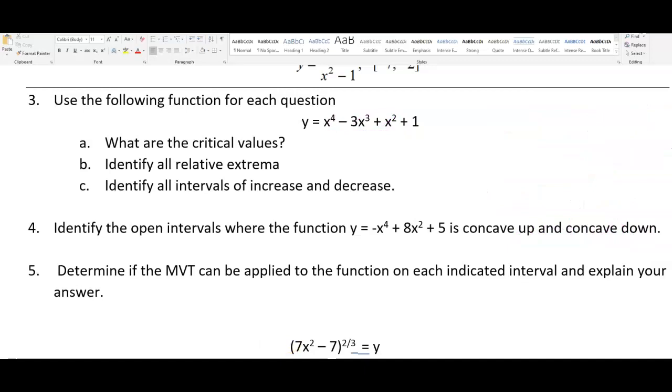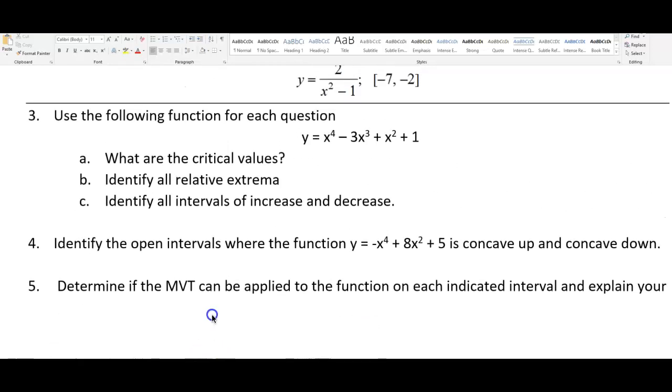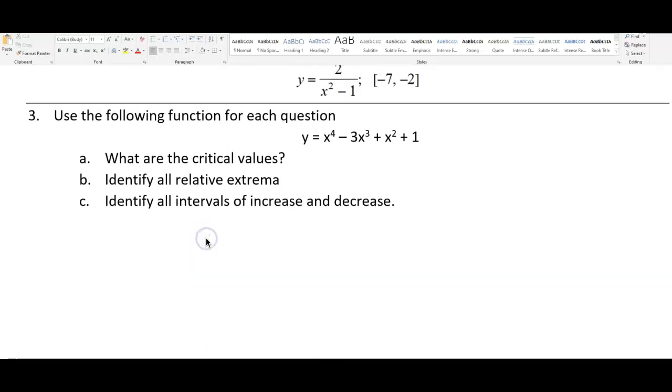All right. Next one says identify all the intervals of increase and decrease. Okay. Well, I'm going to bring back my number line for this. We had this before, right?